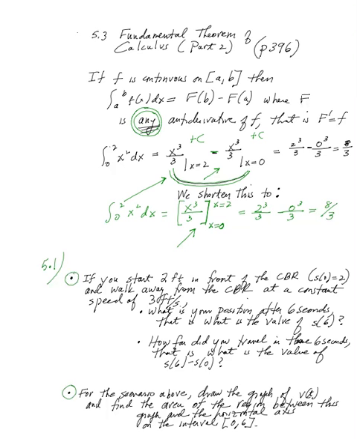The other question is, for this scenario above, in other words, you start 2 feet in front of the CBR, we turn the timer on, you walk away from the CBR at a constant speed of 3 feet per second. You do that for 6 seconds. Draw the graph of the velocity function. And I want you to find the area of the region between this graph of the velocity function and the horizontal axis on the interval of t's or x's or whatever you want to call the inputs going from 0 to 6.